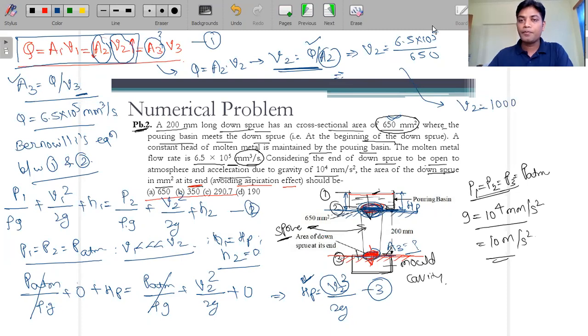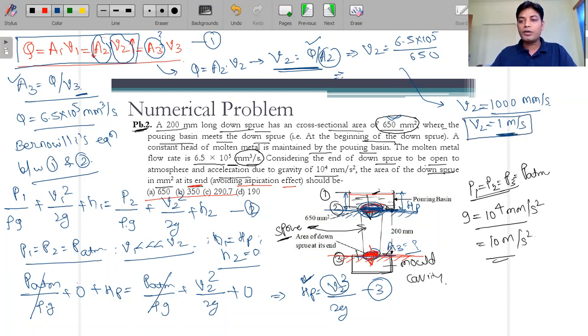What will be the unit? This Q is in mm cube per second, and this is mm square. So this unit will be in mm per second. Okay, so can I convert that into meter per second? Yes, 1 mm equals 10 raised to the power minus 3 meter. So when you multiply with 10 raised to the power minus 3, this will become 1 meter per second. So this is the velocity.